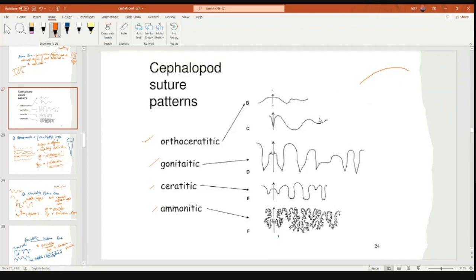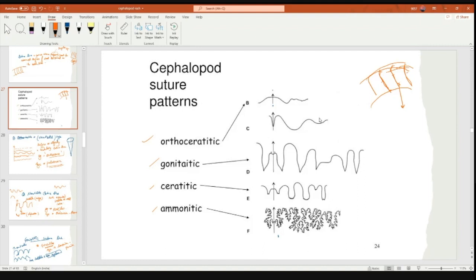This is the internal part of the cephalopod. As we know, cephalopods have a chambered shell, and these chambers form because of the septa. The septa are basically calcareous plates. All of these are the septa.